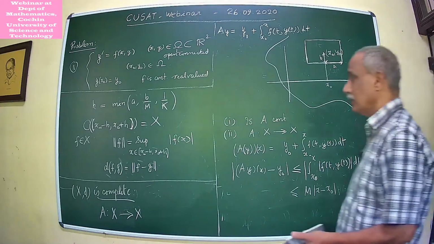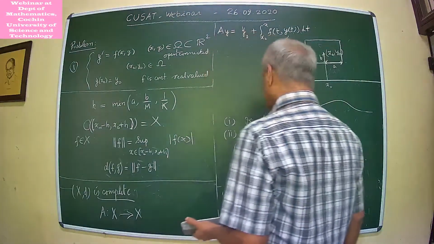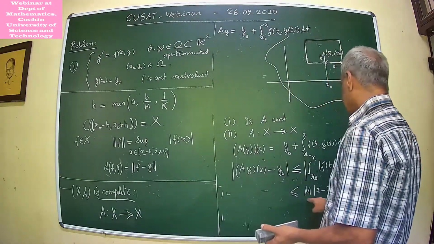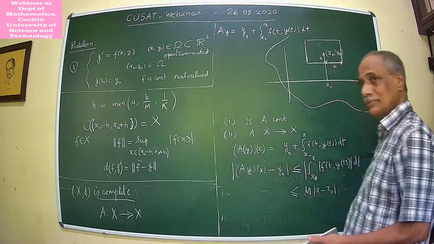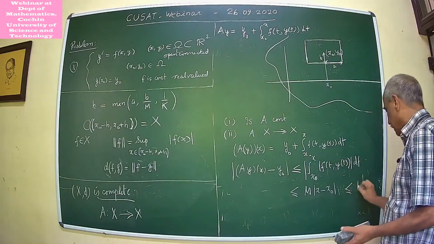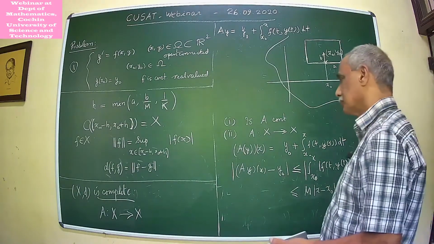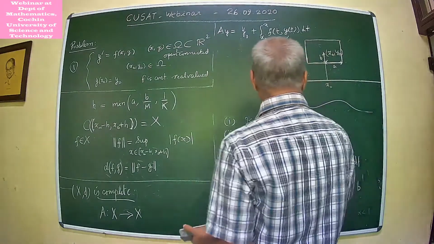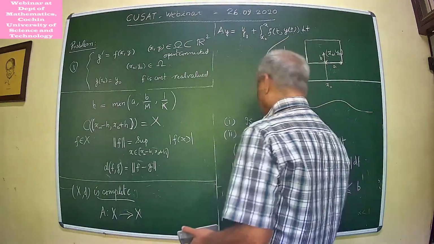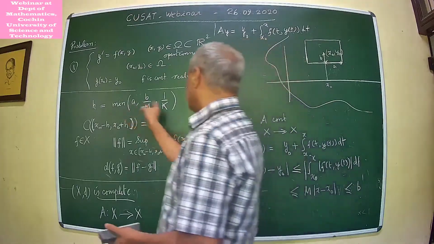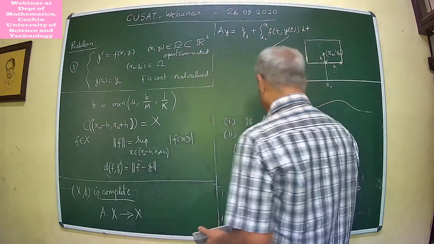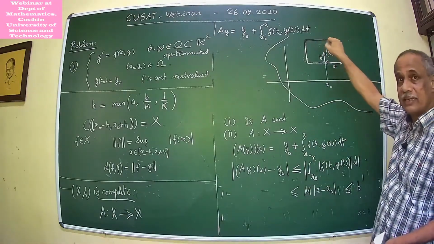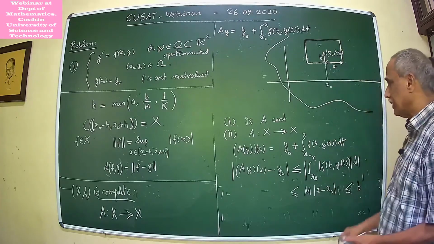So, what is the condition that you have? This you can show that this is b. This is less than or equal to b. And therefore you see that for h the minimum of this, you see that this y(x) is in this rectangle. The graph of y(x) lies in this particular rectangle. So that can be easily verified.